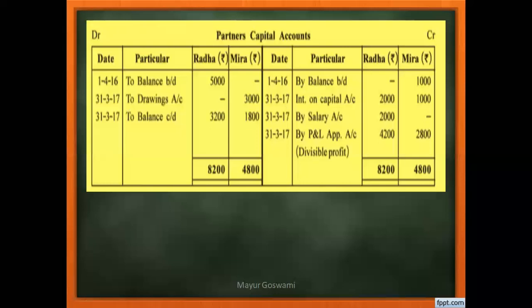Radha is having debit balance, so on the debit side write 1st April 16 to balance brought down in the column of Radha rupees 5,000. Meera is having credit balance, so come to the credit side, 1st April 16, by balance brought down in the column of Meera 1,000 rupees.